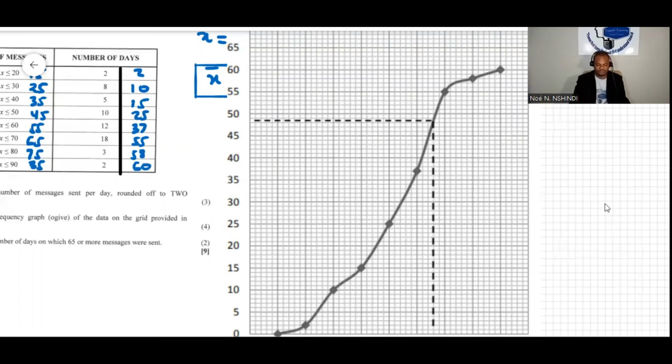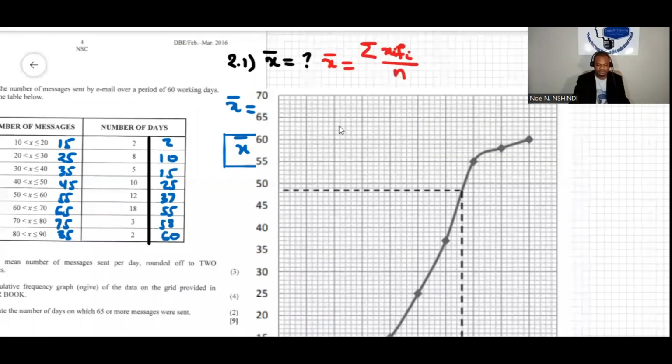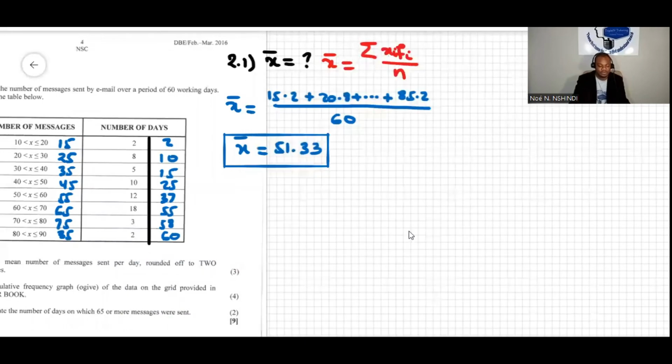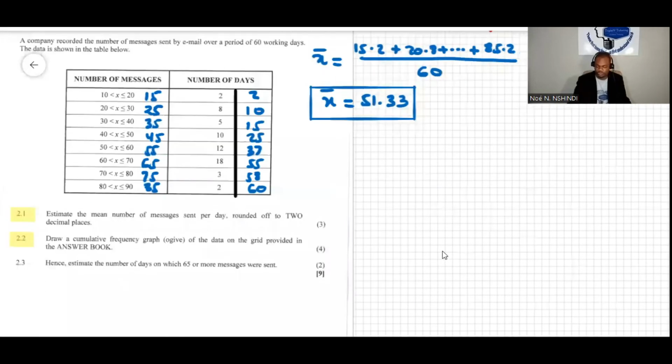Now we can remove this. Now we're going to do question 2.3. Question 2.3 says, hence estimate the number of days on which 65 or more messages were sent. The number of days on which 65 messages or more were sent.